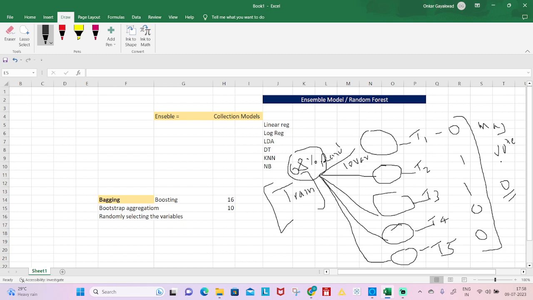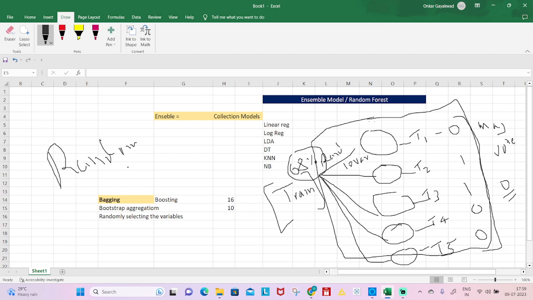So this is what is bagging, right? This concept is also known as random forest. Now let's look at what is boosting.